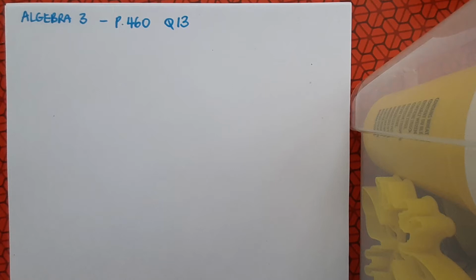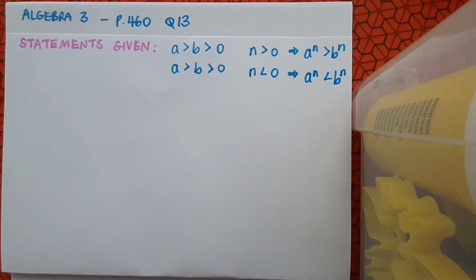This video goes through the solution for Algebra 3, page 460, question 13. So at the start of this question, we're given two statements, and we're asked to give an example to show that both of these are true.